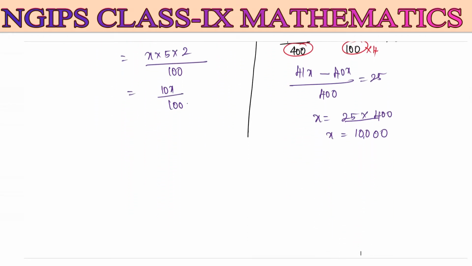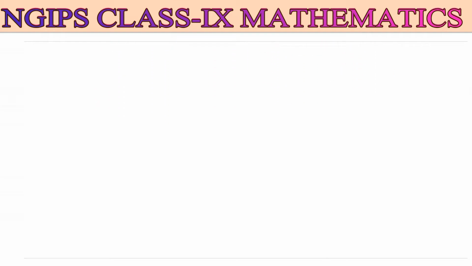So clearly we know that the principal is going to be, therefore the required principal is equal to rupees 10,000. Okay, now we'll come to the second method.